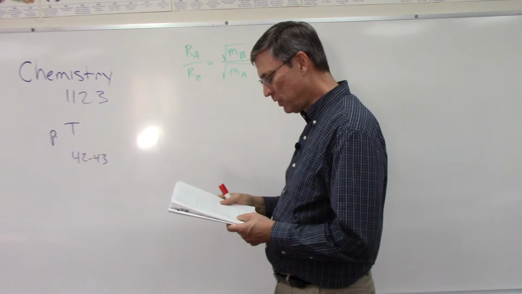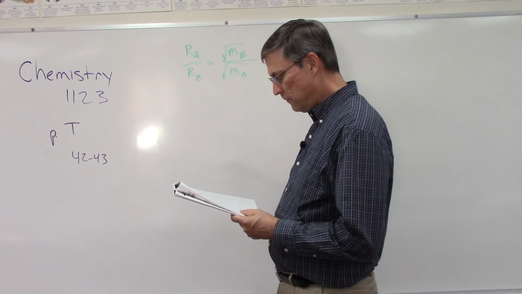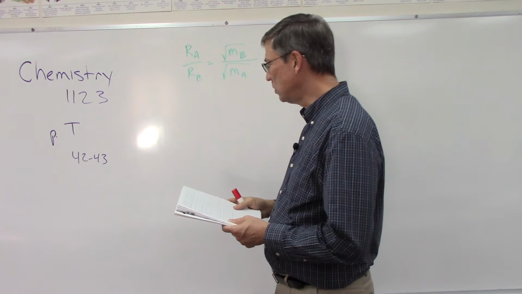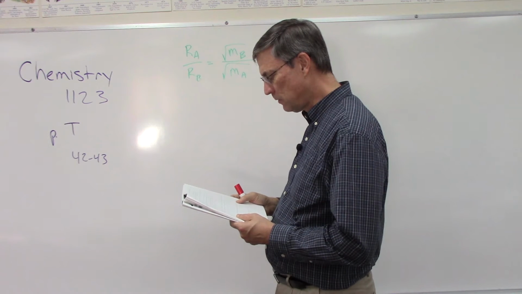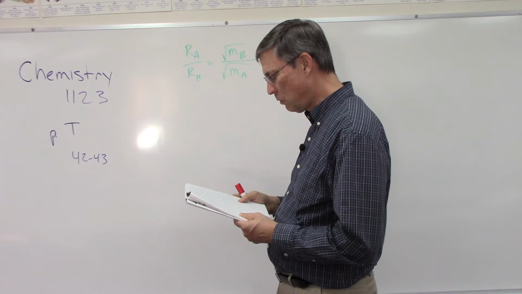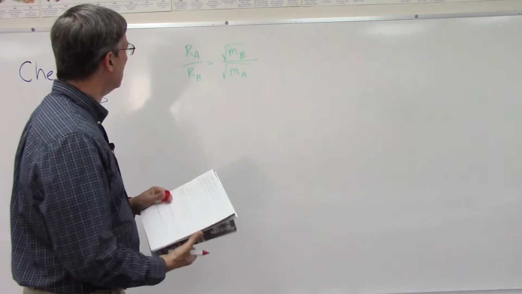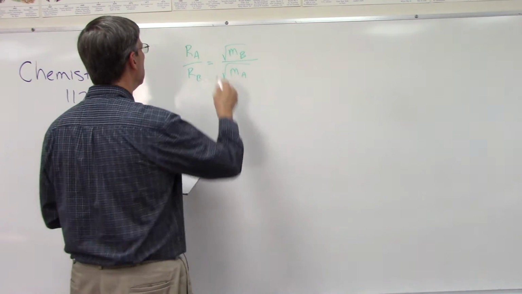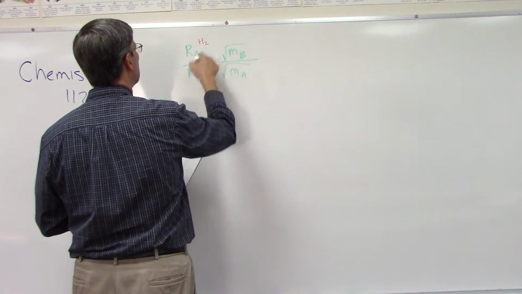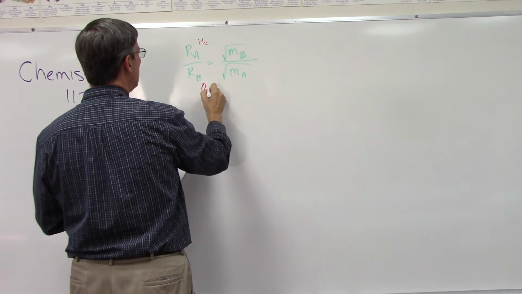Let's look at problem 42 first. Example 42: which gas, hydrogen or oxygen, diffuses faster and at what relative rates? Okay? So hydrogen, let's make that H. The A is going to be H2, and B is going to be the O2.